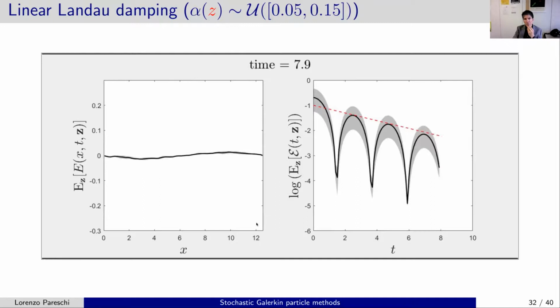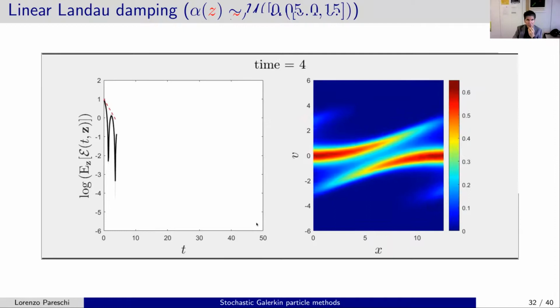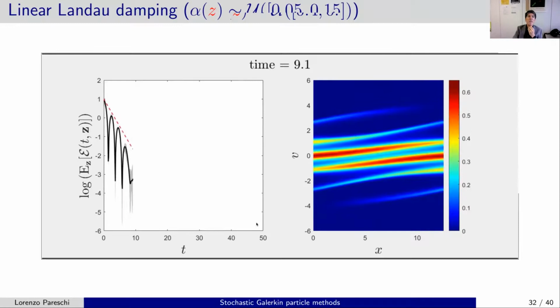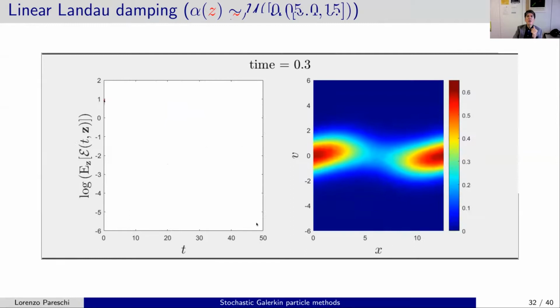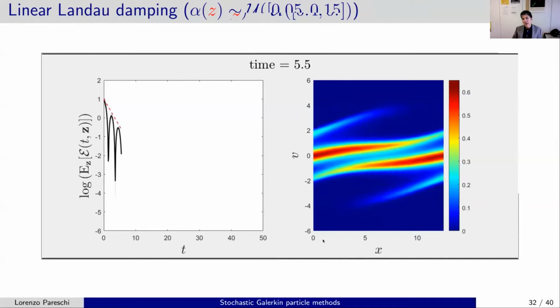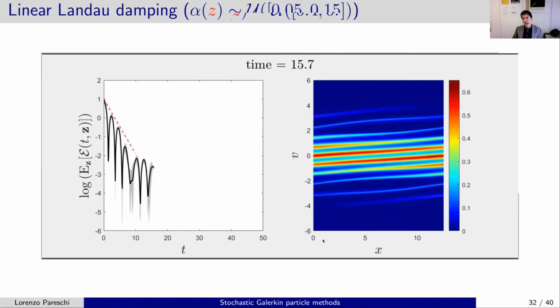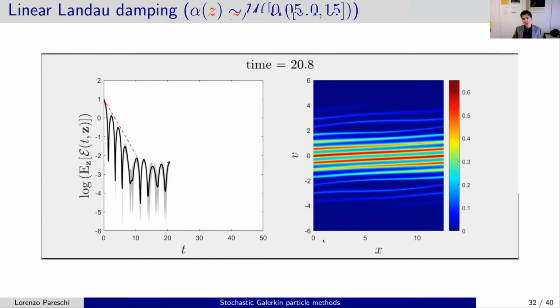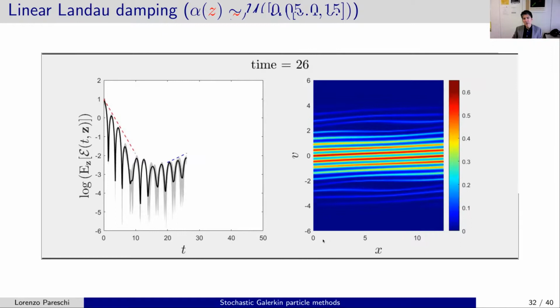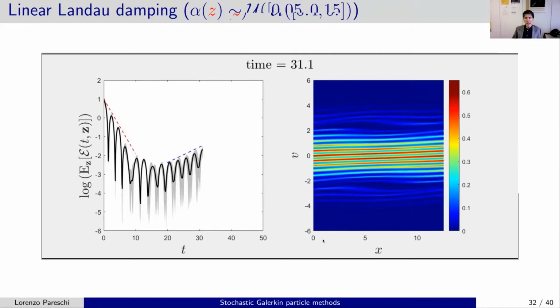This is the damping effect. In this case, the main difference here, on the right, you have the kinetic densities and you see the filamentation effect that occurs in the kinetic density. Here particles are doing a great job in the approximation because they can really capture very well all the structures which are formed in the solution. And on the left, you see how the method performs pretty well in terms of expected value by identifying the theoretical decay and growth rate that are observed in the process.